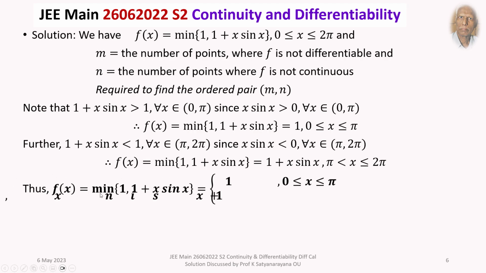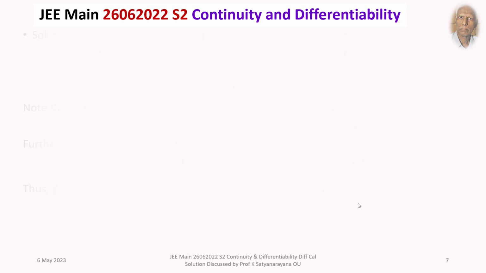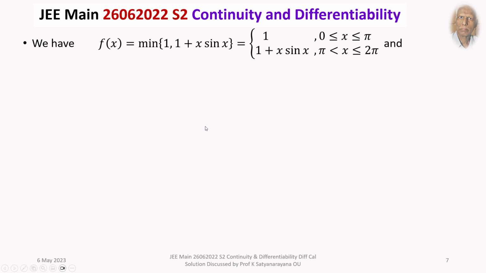Thus, f of x is equal to the minimum of the two functions, the first function 1 and the second function 1 plus x sin x. It is 1 when 0 is less than or equal to x less than or equal to pi, and 1 plus x sin x when pi is less than x less than or equal to 2 pi. We continue in the next slide. So that's what we have done so far.